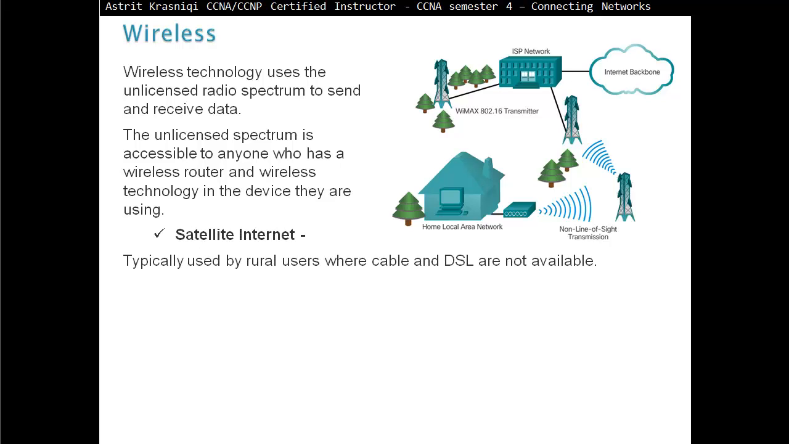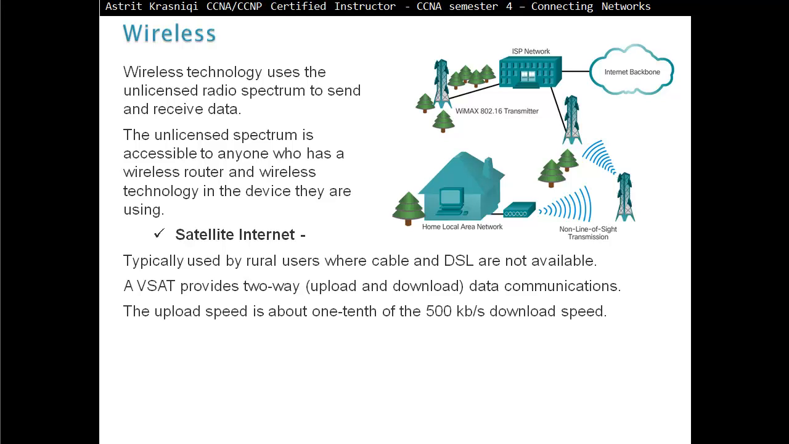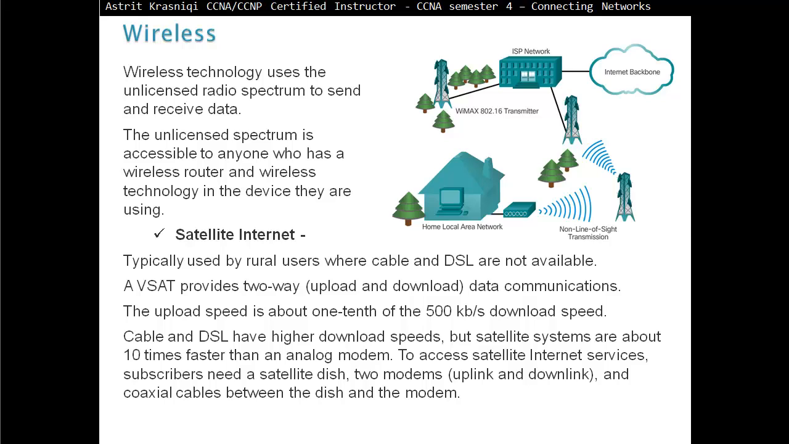Satellite Internet is typically used by rural users where cable and DSL are not available. A VSAT provides two-way upload and download data communication. The upload speed is about 1/10 of the 500 kilobits per second download speed. Cable and DSL have higher download speeds, but satellite systems are about 10 times faster than an analog modem. To access satellite internet services, subscribers need a satellite dish, two modems, uplink and downlink, and a coaxial cable between the dish and the modem.